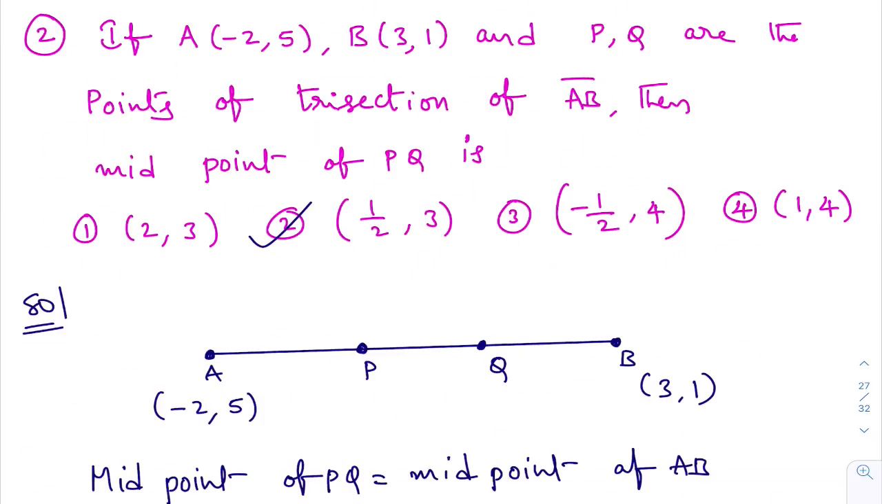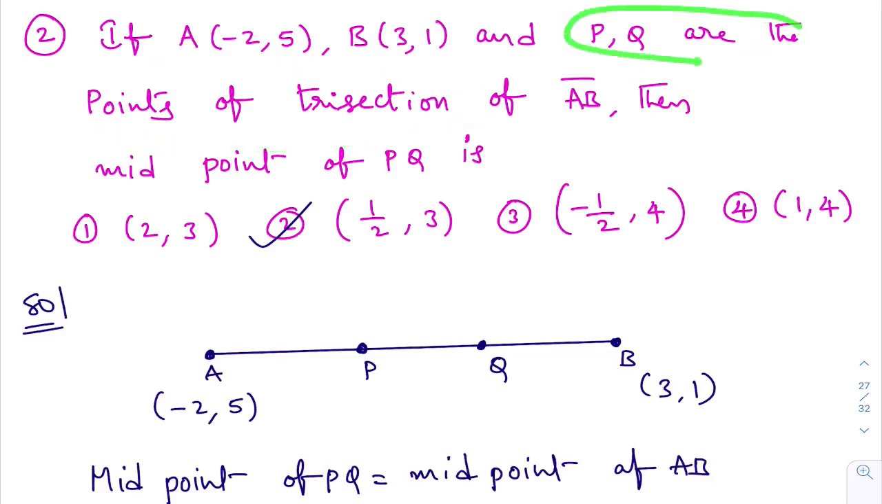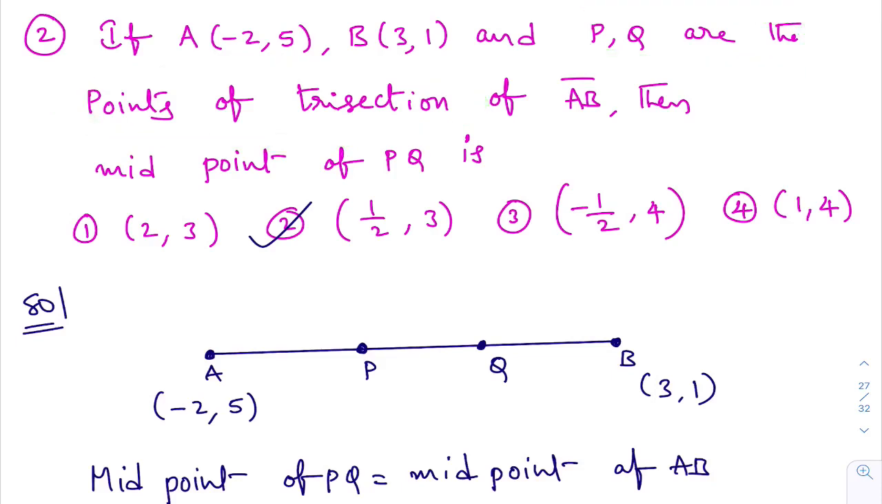Now we'll move to the next question. You see here A is (-2, 5) and B is (3, 5). P and Q are the points of trisection of AB. I'll explain what the points of trisection are. Then they are asking for the midpoint of PQ.